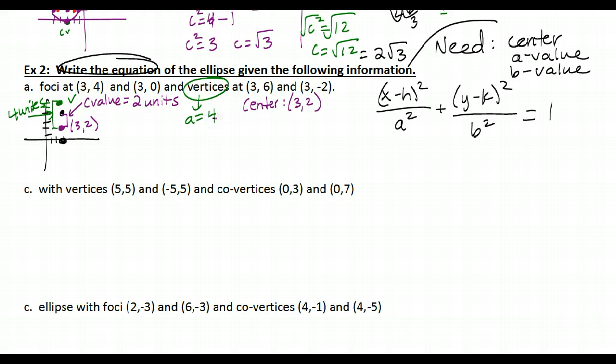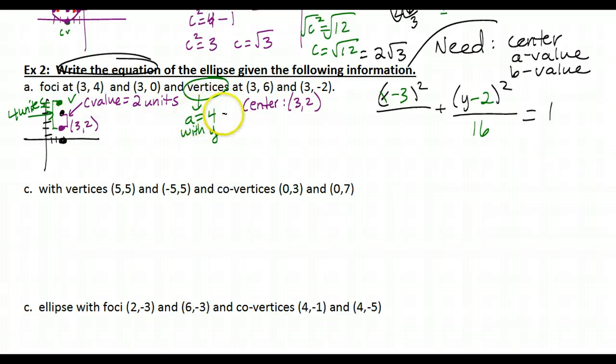And now, let me just pause for a second here. Remember that I put this, but it could be like this. It depends on which direction you're going. Because I'm going in the y direction, this A value this time is with y. So let's just fill in what we know so far. First of all, I know the A value goes with y, and 4 squared is 16. I know that my center is at (3, 2), so I will write subtract 3, subtract 2.